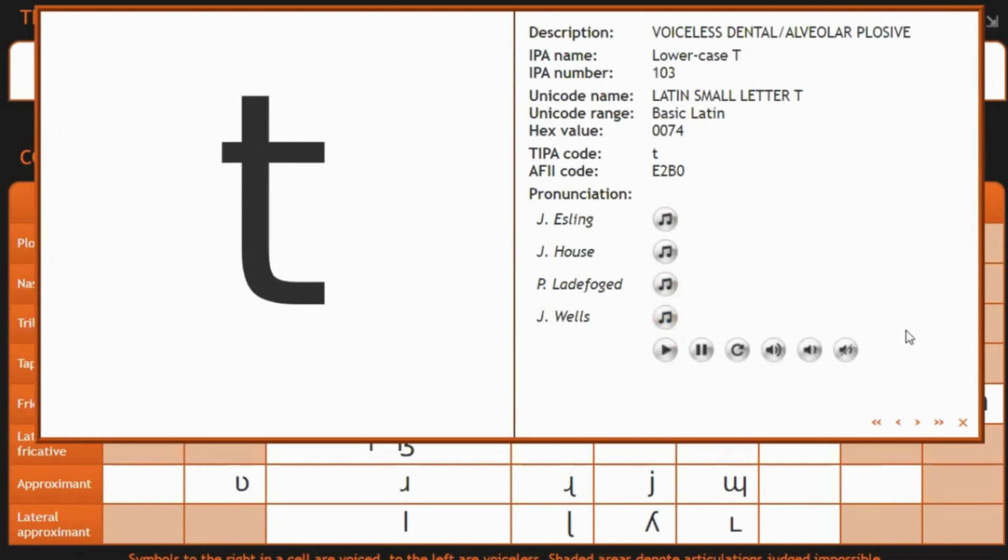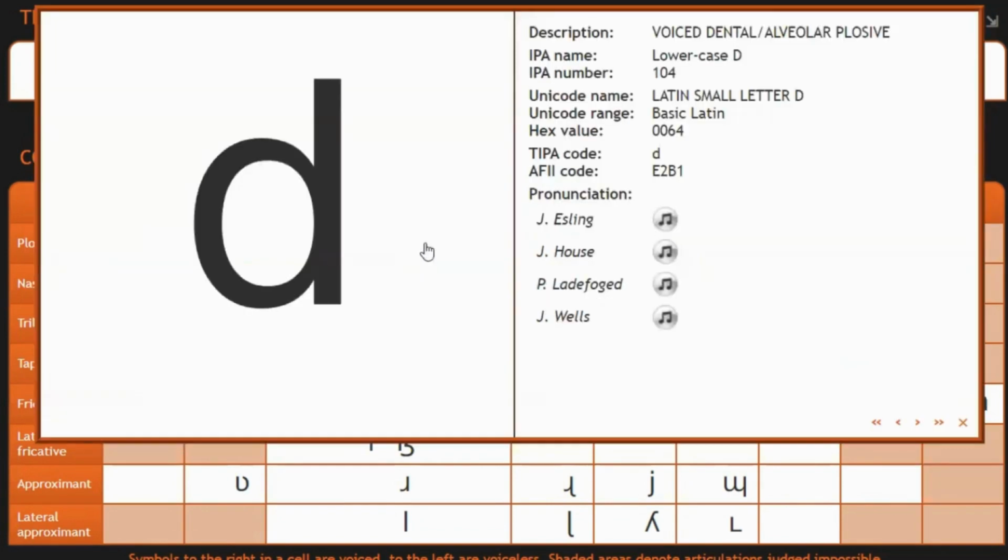And that one is aspirated as well. Let's listen to the voiced.